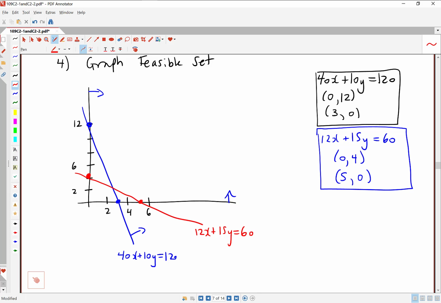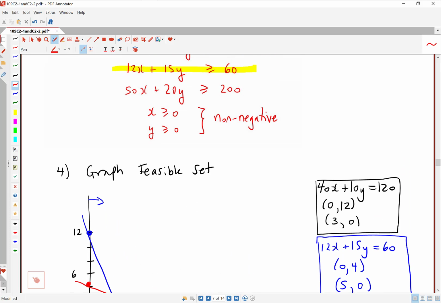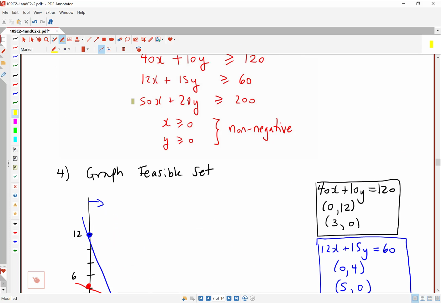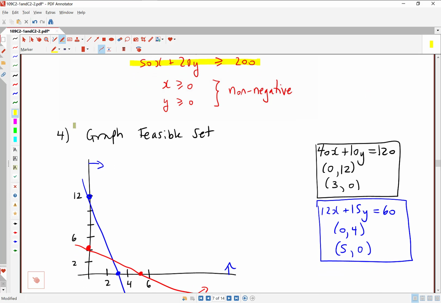Let's make that into an inequality by just testing any point. So if we test x equals 0, y equal to 0, that would give us 0 is greater than or equal to 60. That's false. So we're going away from the origin again. Good, so let's do one more like that. Finish off our picture. So here is our last inequality, 50x plus 20y greater than or equal to 200.